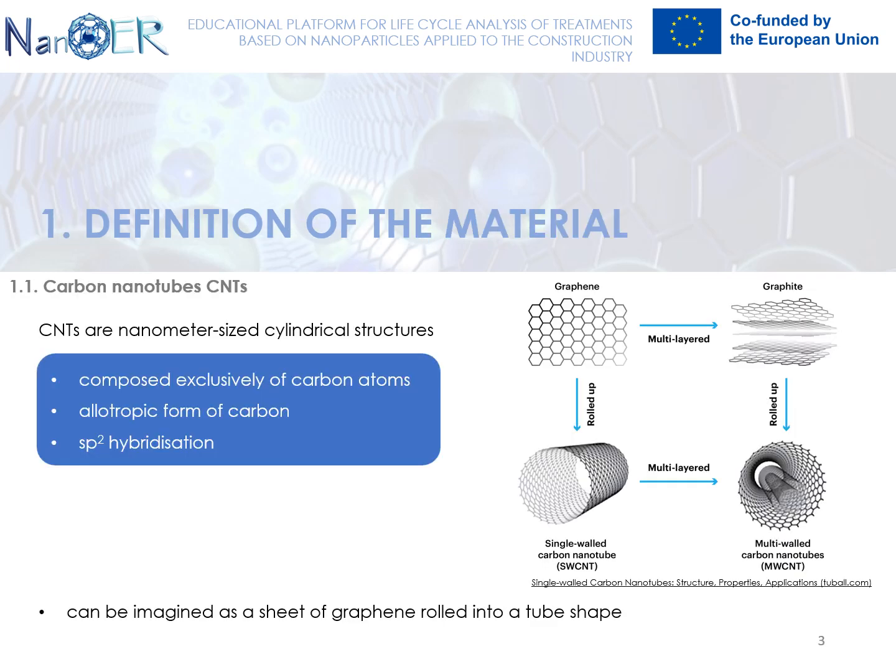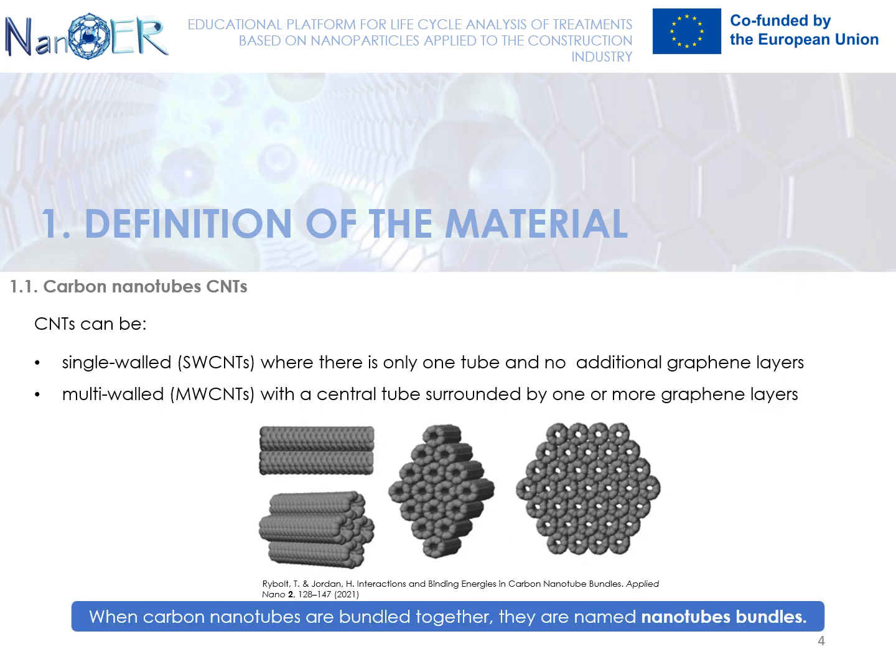Carbon nanotubes, or CNTs, are allotropic formations of carbon in a nanometer-sized cylindrical structure, which show excellent electronic and mechanical properties, making them suitable for a variety of technological and scientific applications. They are composed exclusively of carbon atoms which have an sp2 hybridization. CNTs can be imagined as a sheet of graphene rolled into a tube shape.